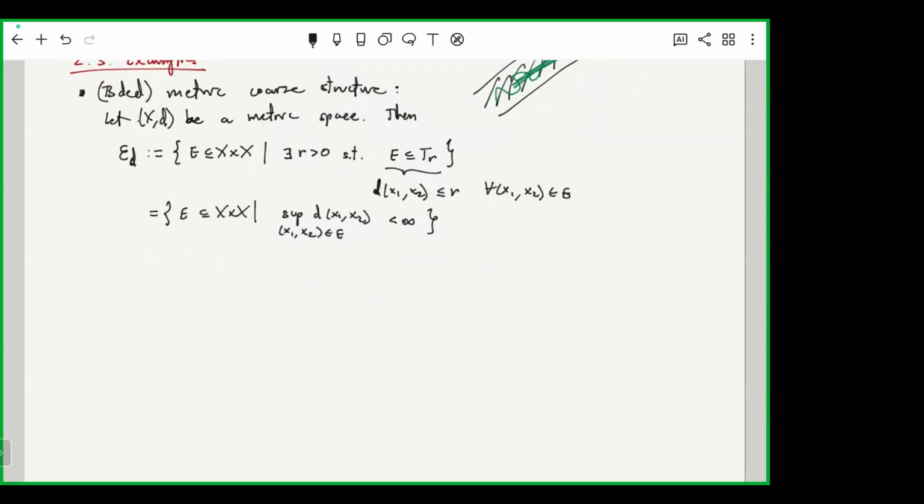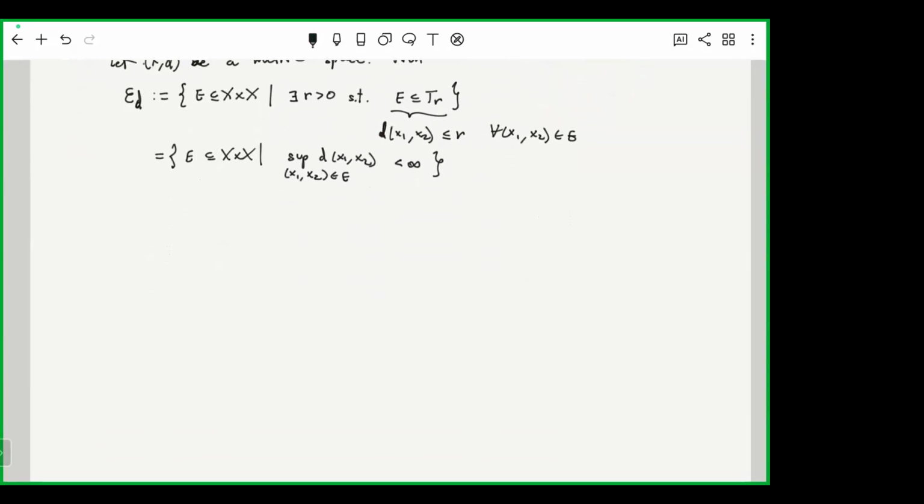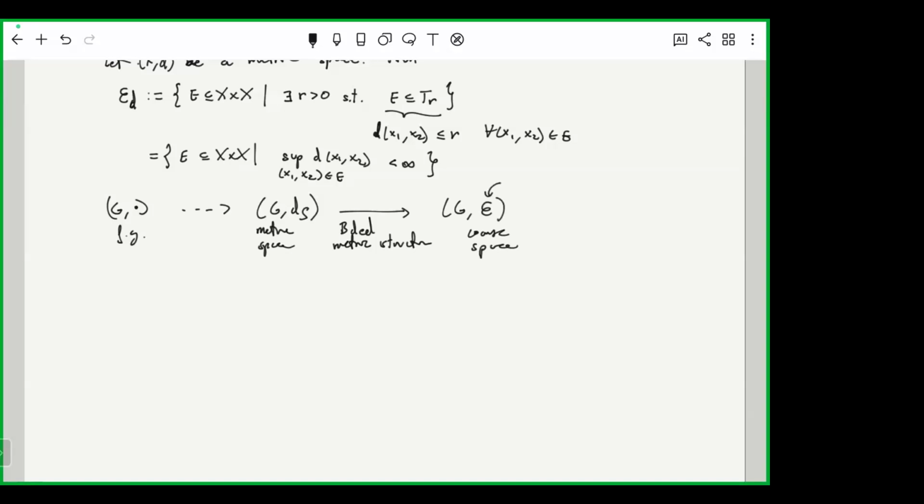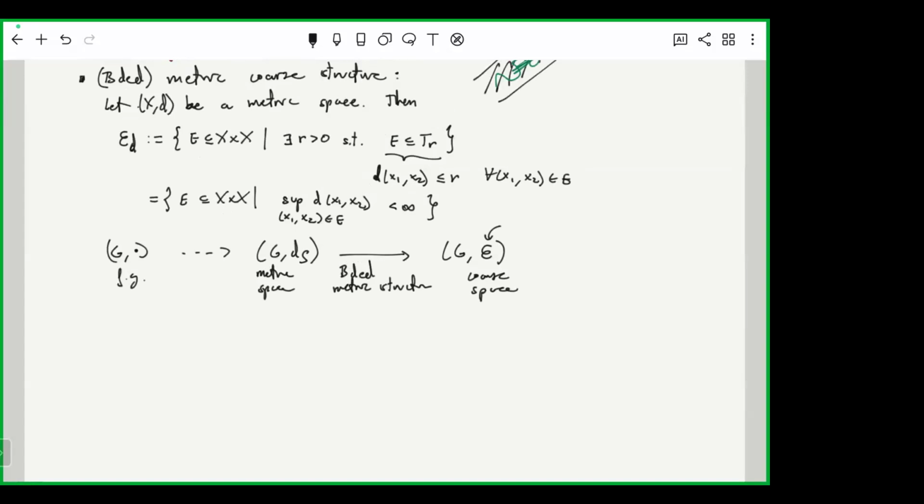And in particular this is what we're doing for geometric group theory. So for a finitely generated group, we're choosing a finite generating set S. This gives me a metric space. And then what I'm taking here is the bounded metric structure. This gives me a coarse space. So this is a metric space. This is a coarse space. Okay, and the point is that this coarse structure is independent from S.